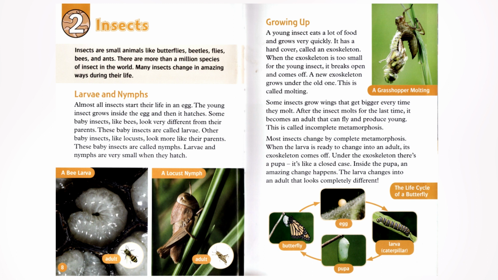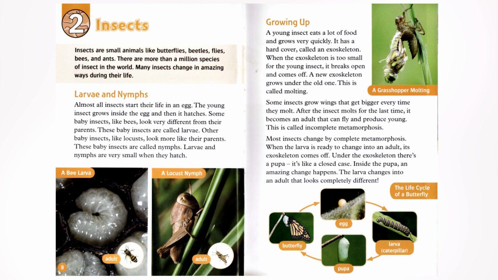Growing up. A young insect eats a lot of food and grows very quickly. It has a hard cover called an exoskeleton. When the exoskeleton is too small for the young insect, it breaks open and comes off. A new exoskeleton grows under the old one. This is called molting.